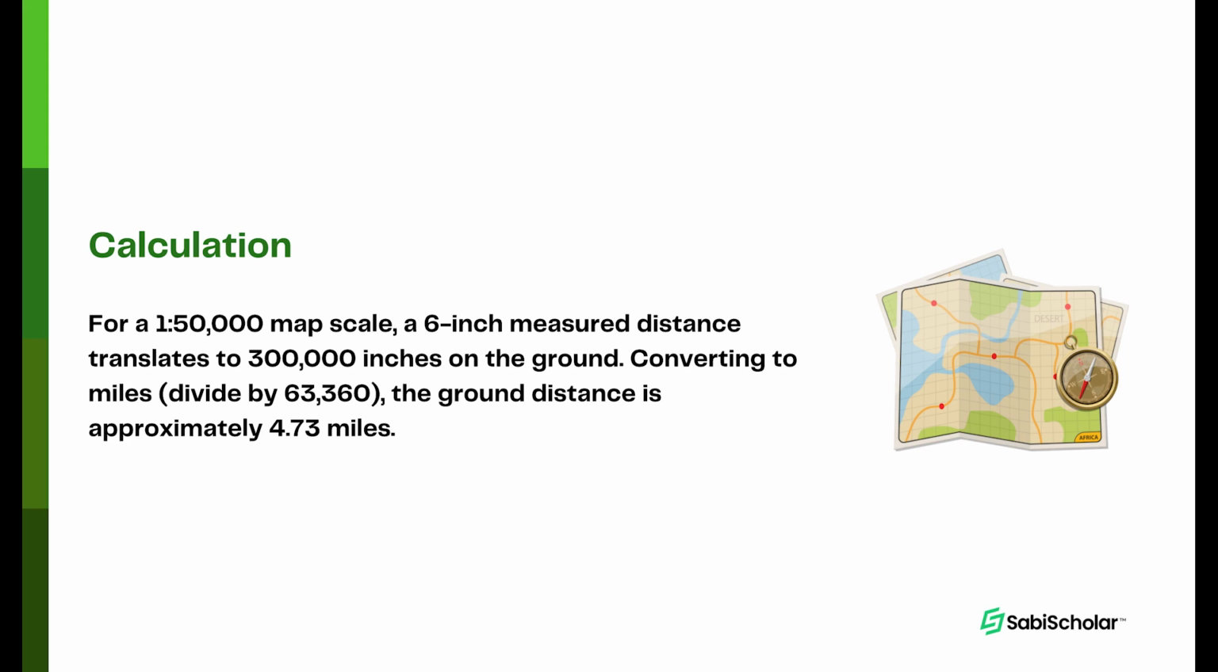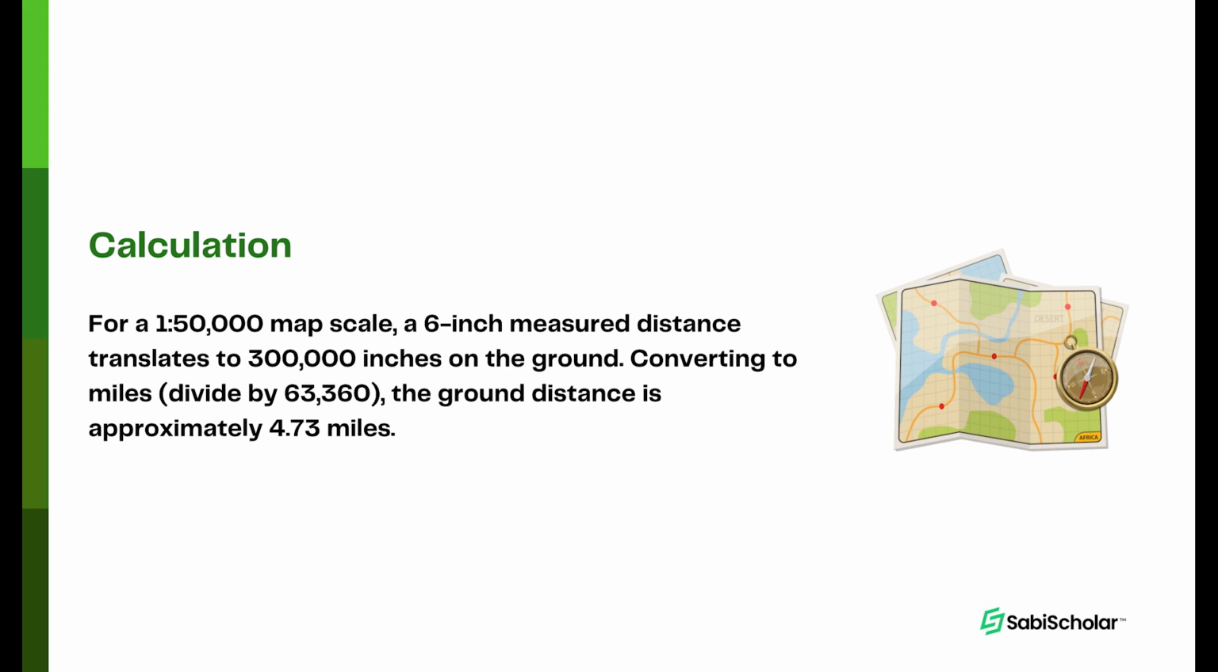So to convert inches to miles, what you need to do is to divide by 63,360. And the reason why you're going to have to divide it by 63,360 is because 1 mile is equal to 63,360 inches in reality. So that would mean ground distance in miles would be equal to 300 inches divided by 63,360 inches per mile of ground distance, which is going to be equal to 4.73 miles.